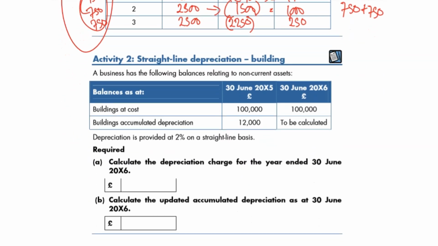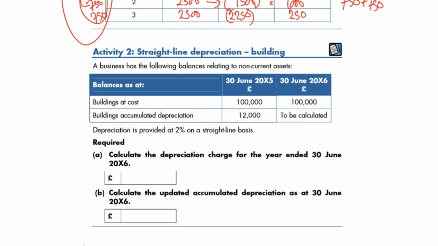There is another activity with the straight line method of depreciation, on a building. A business has the following balances relating to non-current assets. Balances 30th June 2015 and 30th June 2016. That means this is the opening balance, this is the closing balance. You've been given building at cost. The cost remains the same every year, 100,000. Building accumulated depreciation: opening is given as 12,000, closing you need to calculate, it's unknown.